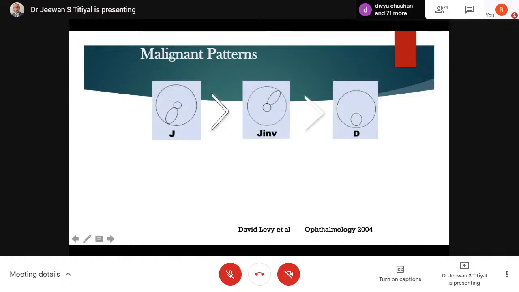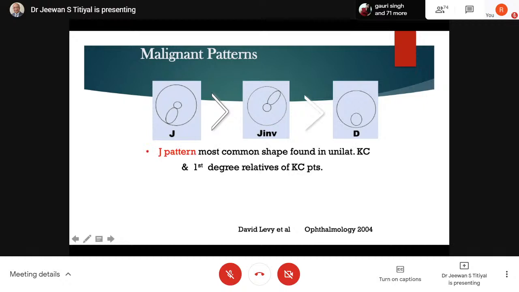So a J-shape type of bow tie pattern, or reverse J-shape, inverse J pattern, or a D pattern, are supposed to be a highly malignant pattern. So if you have a patient with a first degree relative having keratoconus, these patients will ultimately go to frank keratoconus subsequently. D pattern is also found in a unilateral keratoconus, though we don't consider unilateral keratoconus nowadays. It is a bilateral disease. They're going to have keratoconus subsequently in both the eyes.